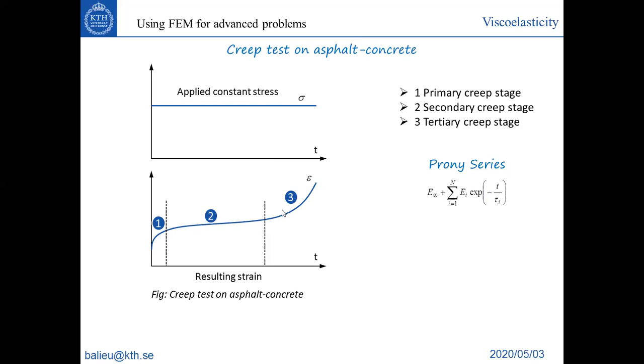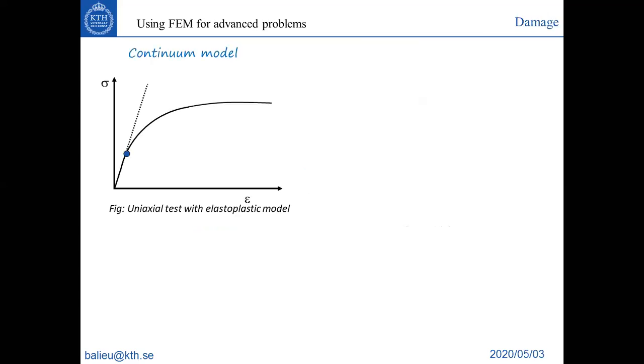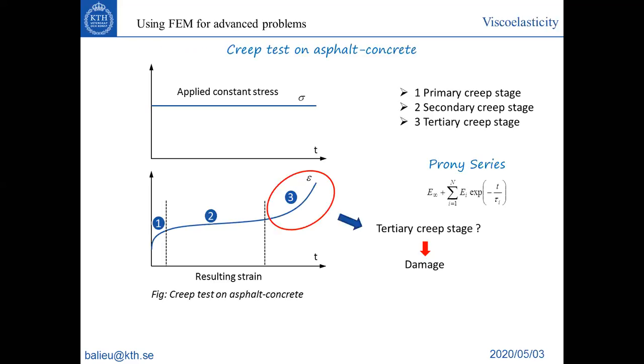How can you model this tertiary creep stage, and why does this tertiary creep stage occur? It is due to the damage inside the structure. So the third part of a creep test is due to the damage. Now I want to discuss a little bit of damage. I will present you the concept of damage mechanics.